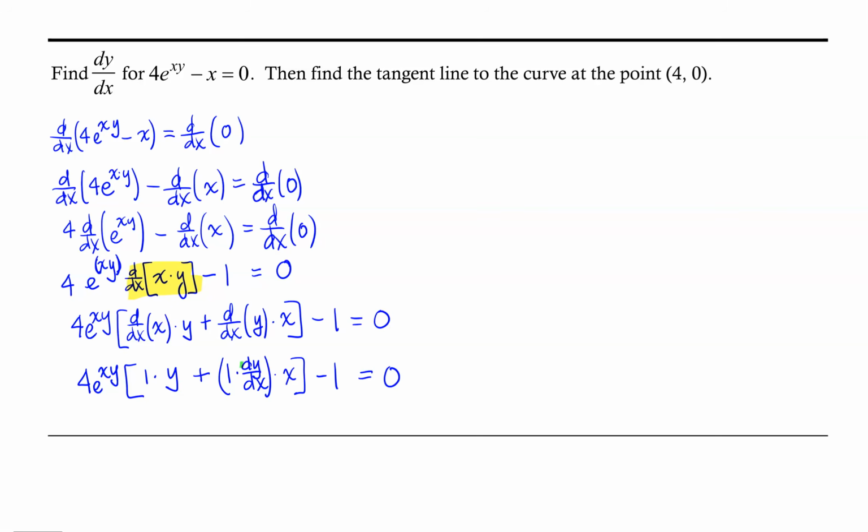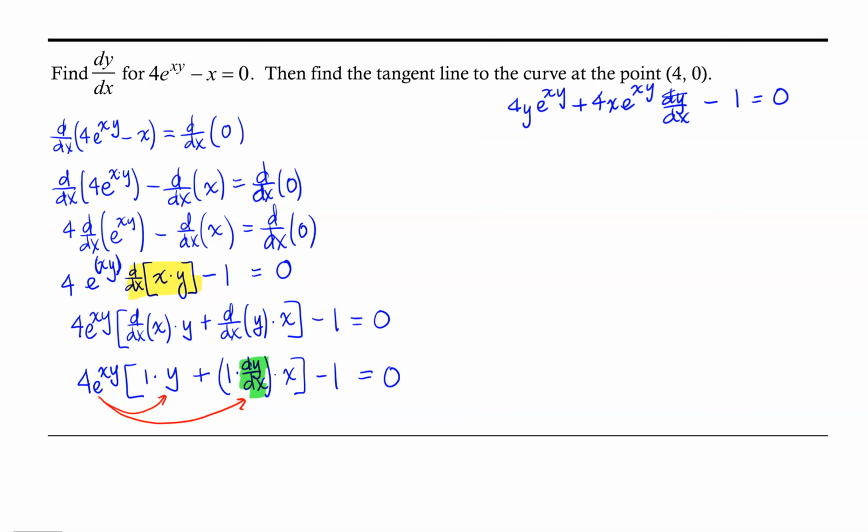At this point, we want to solve for dy/dx. So we need to do some algebra to simplify this, and we'll start by distributing the 4 times e to the xy through our square brackets. So we're going to get 4 times y times e to the xy plus 4 times x times e to the xy times dy/dx minus 1 equals 0.